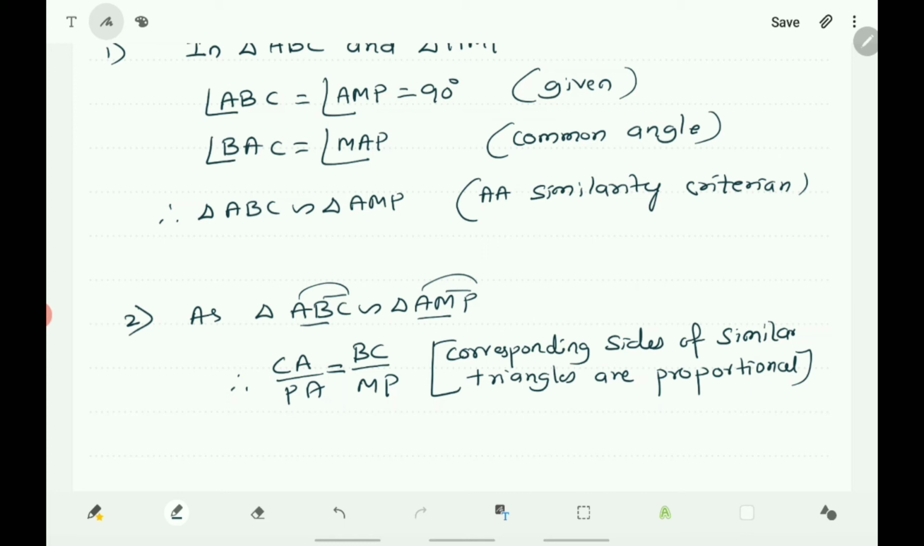Here, the corresponding sides are already given: AB and AM is one pair of corresponding sides, BC and MP is the second pair, and AC and AP are the third pair. So, as you proved triangle ABC is similar to triangle AMP, naturally you will get the ratio CA by PA is equals to BC by MP.